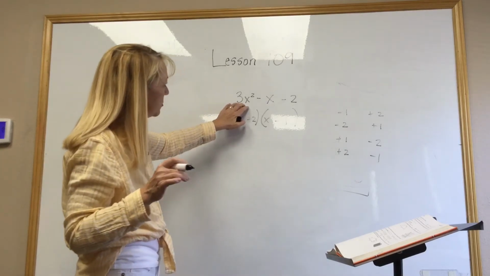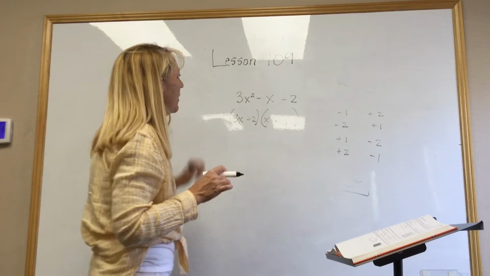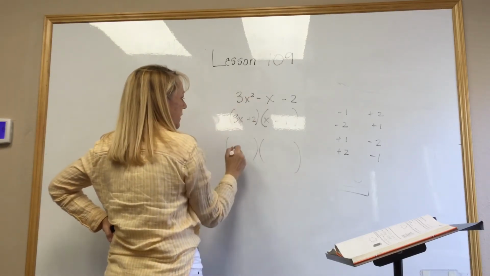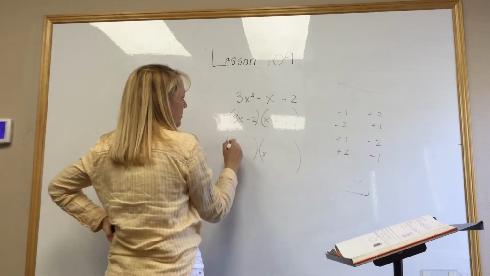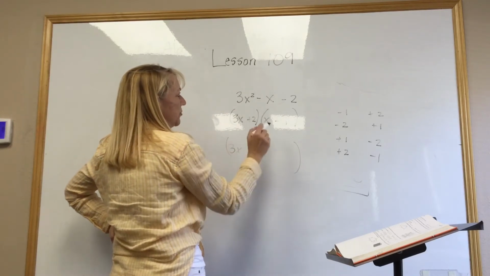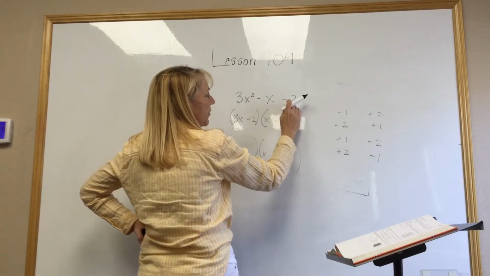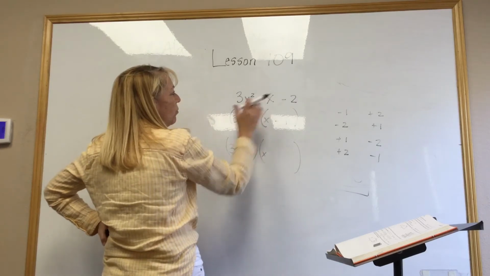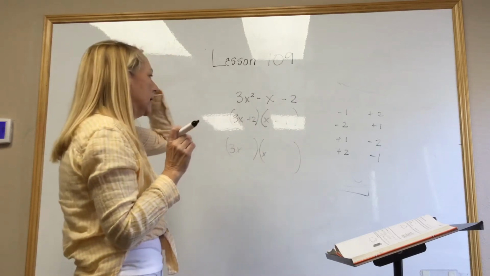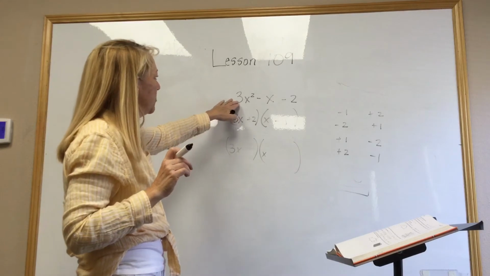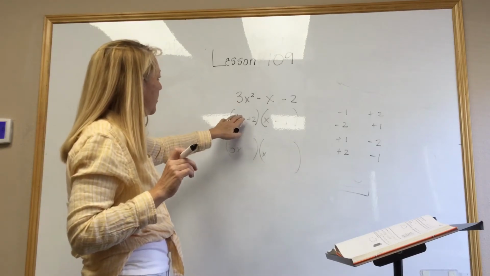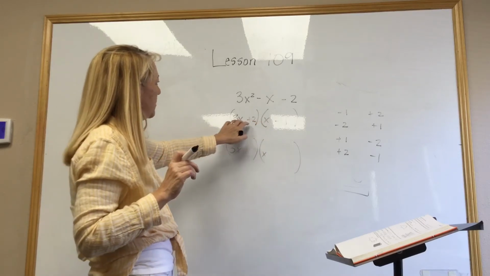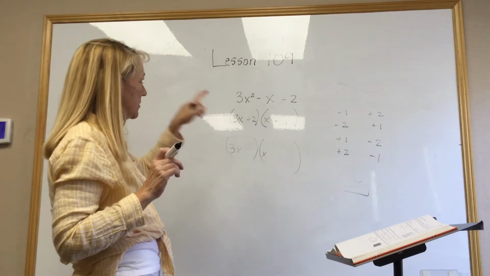If I have 3x squared minus x minus 2, remember what you do is you set up two sets of parentheses, and the x squared has to go one x in each, but on one of them you put a 3. Then you ask yourself, what two numbers can I multiply together to get negative 2, and when I add them together I get negative 1? This is where it gets tricky, because the 3 gets multiplied by x, but also by negative 1. I'll show that to you in just a second.